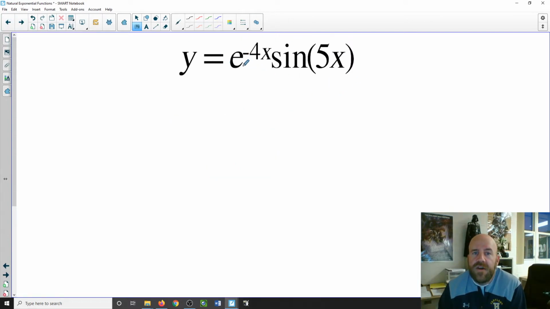So this next one, we have e to the negative 4x times sine of 5x. So we have a product rule here. So I'm going to do the derivative of the first one. If we took the derivative of this, we would say e to the negative 4x times the derivative of the exponent, which would be negative 4. So that goes there. And then times the second.